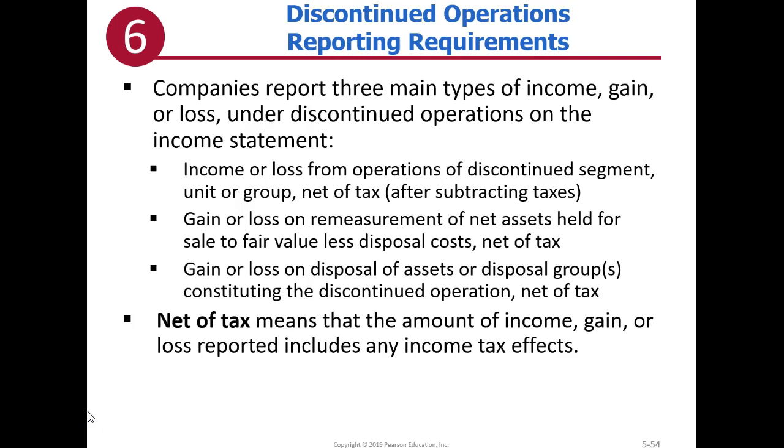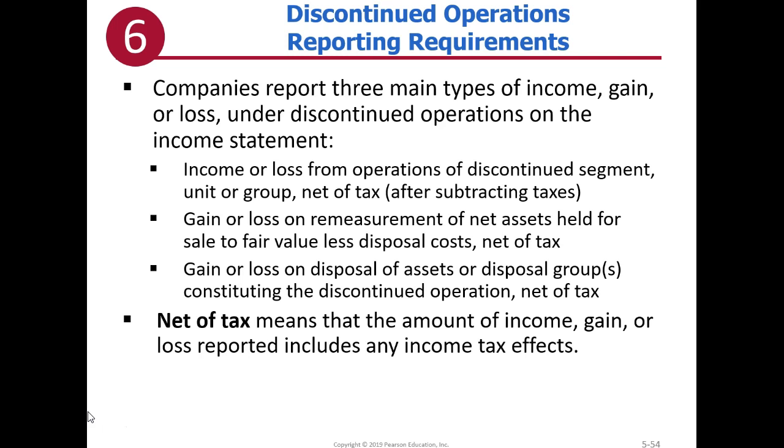Companies report three main types of income, gain, or loss under discontinued operations. In the examples that we've had so far, it's just been one line item on a trial balance that says gain or loss from discontinued operations. Well, as it turns out, it's a little bit more complicated than that. There's three possibilities. First, you can have income or loss from the operations that has occurred during the year. So this is the revenues, the expenses, the gains or losses related to those operations.